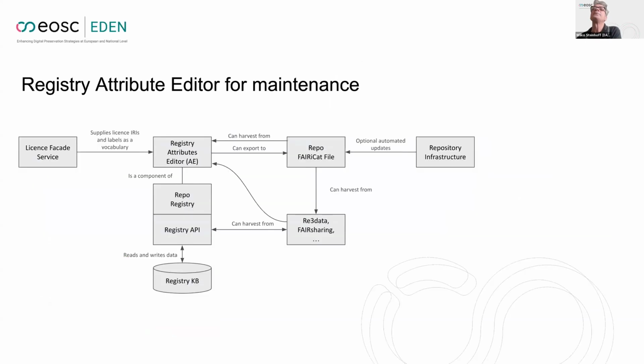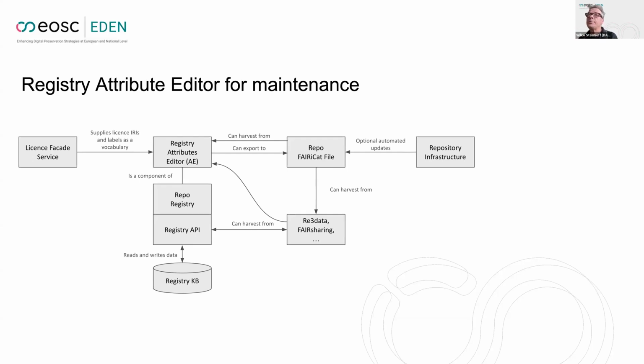And therefore, we should have a look at the registry attribute editor, which can be used for automation and maintenance. It's a fairly complicated schema, I think, but the attribute editor should be able to read in a link set file, like the one I just showed, and create a web form from it that can be edited by the repository manager.